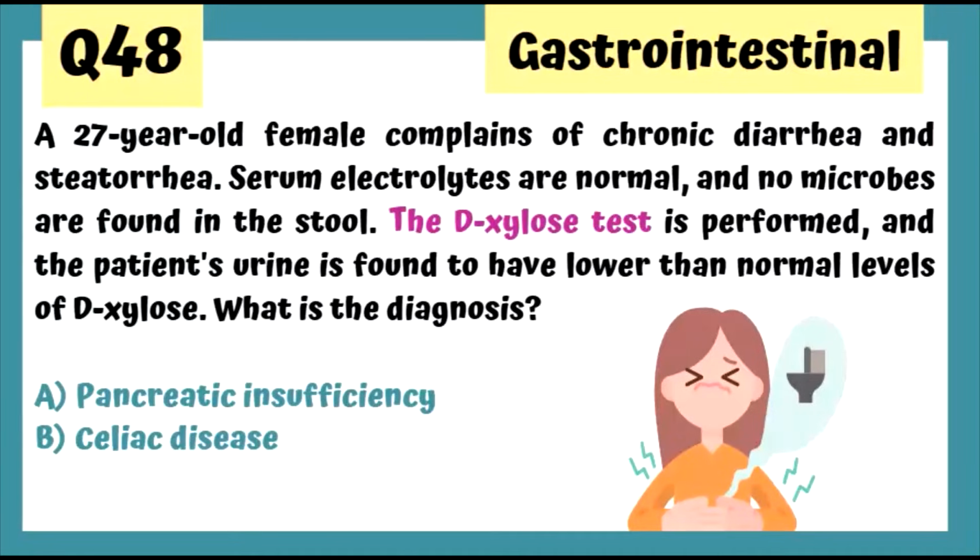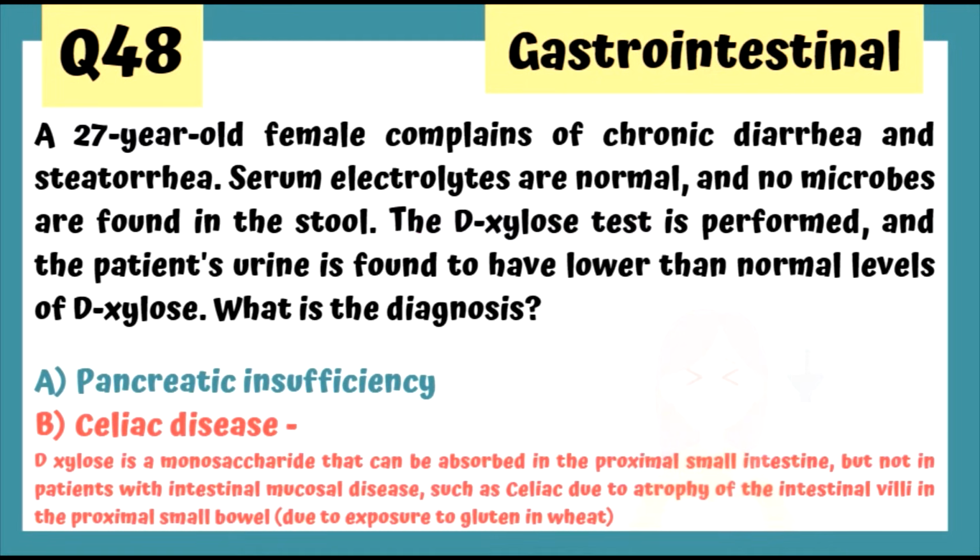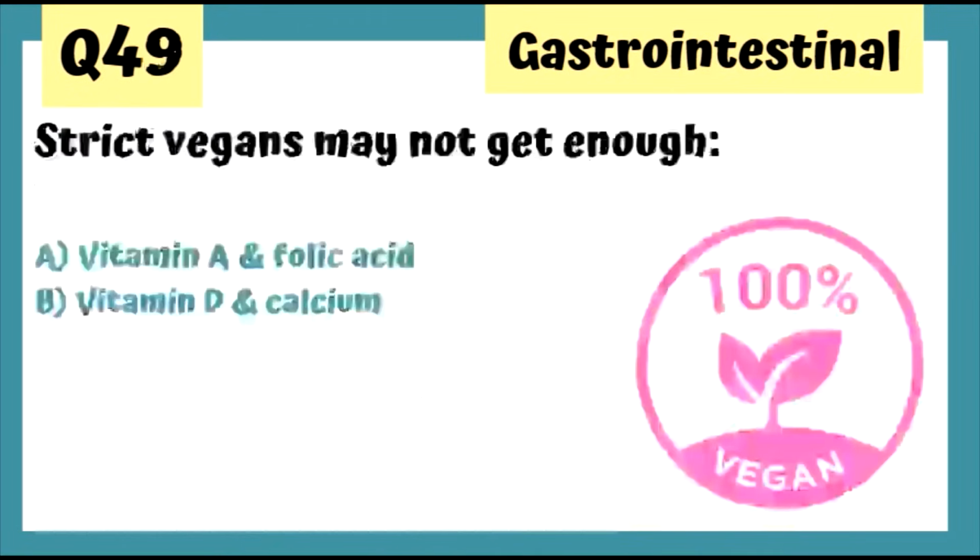Question 48. A 27-year-old female complains of chronic diarrhea and steatorrhea. Serum electrolytes are normal and no microbes are found in the stool. The D-xylose test is performed and the patient's urine is found to have lower than normal levels of D-xylose. What is the diagnosis? D-xylose helps us recognize malabsorption problems. So this is going to be celiac disease. D-xylose is a monosaccharide that can be absorbed in the proximal small intestine, but not in patients with intestinal mucosal disease, such as celiac, due to atrophy of the intestinal villi in the proximal small bowel due to exposure to gluten in wheat. All right? As opposed to pancreatic insufficiency, that's not an absorption problem.